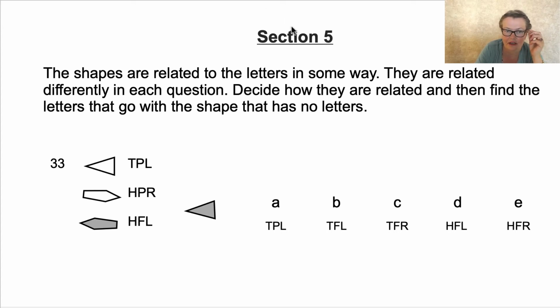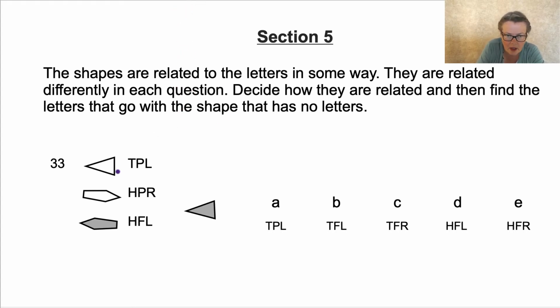Section 5. The shapes are related to the letters in some way. Hang on, I'm just reading the words without taking any notice. So let's do a little bit of pointing. The shapes, so here's the shapes, are related to the letters in some way. They are related differently in each question. Aha, so you can't carry it from one to the other. Decide how they are related and then find the letters that go with the shape that has no letters. Here's the shape that has no letters.